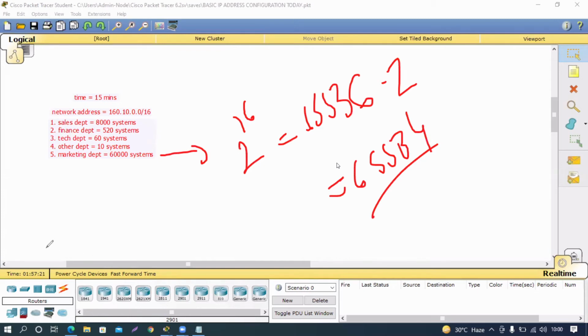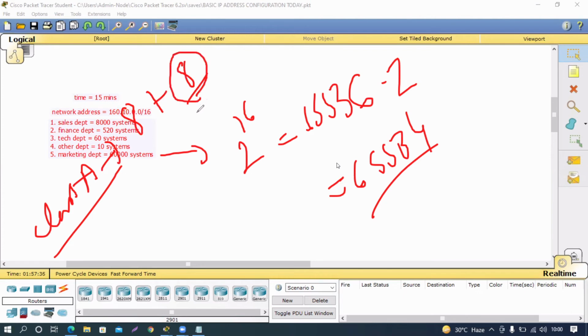We're taking all the 8 bits, correct? So from class A, if you are counting 8 plus 8, you are taking all the 8 host bits. Yes or no? Yes, sir. So 8 bits gives you 255, right? If you count all these 8 bits, you get 255, and if we subtract that from 256, we get 1. Yes or no? Yes, sir. So this one we have to add into the second octet.